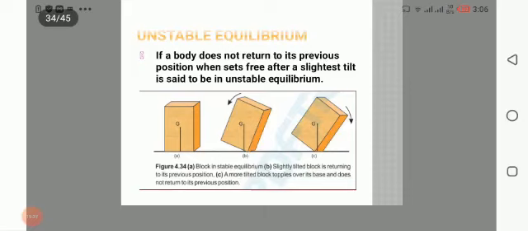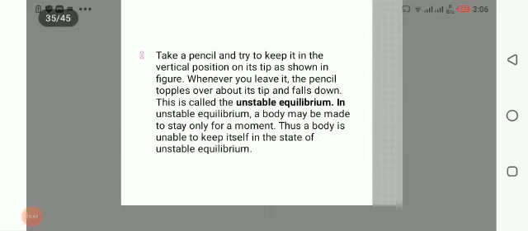Unstable equilibrium. If a body does not return to its previous position when set free after a slight tilt, it is said to be in unstable equilibrium. Take a pencil and try to keep it in the vertical position on its tip as shown in the figure. When you leave it, the pencil topples over about its tip and falls down. This is called unstable equilibrium. In unstable equilibrium, a body may be made to stay only for a moment. Thus, the body is unable to keep itself in the state of unstable equilibrium.